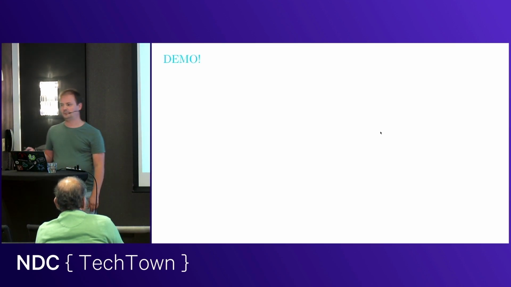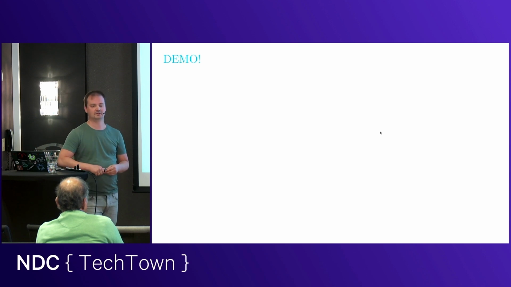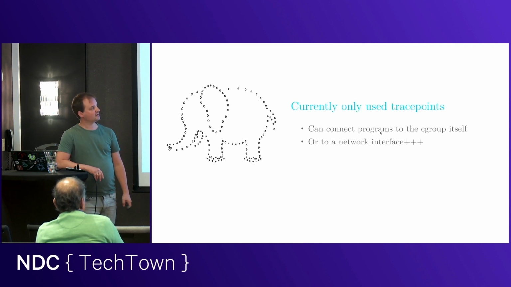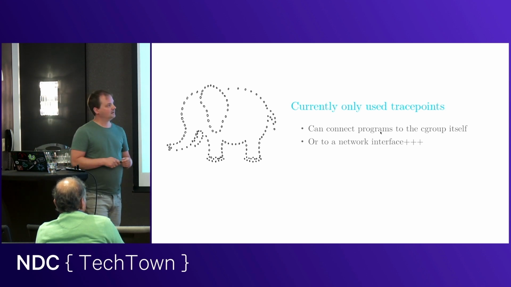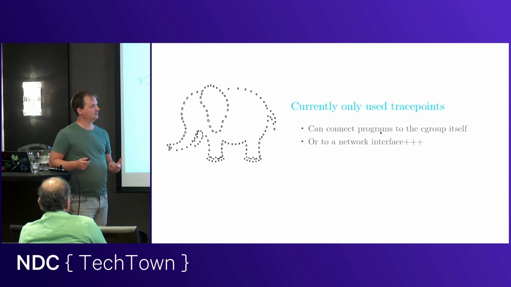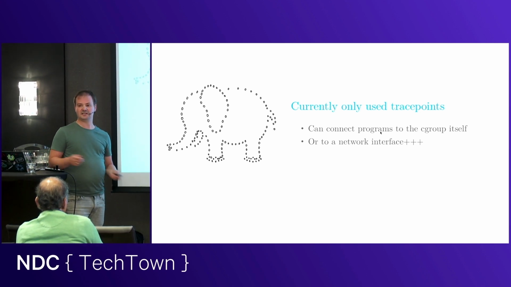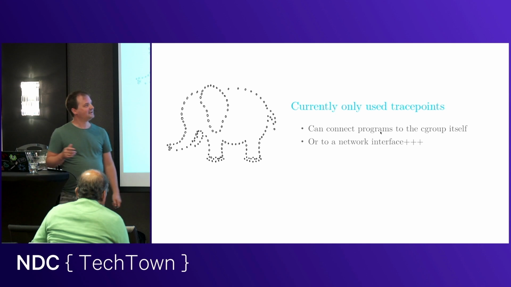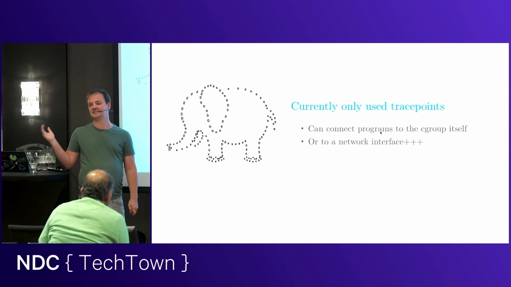Now, currently, we only used one type of hooks. We only did trace points. So currently we're only tracing programs on the system, which is fine, but there's a lot more you can do with eBPF. So you can connect programs to the Cgroup itself, like I said. You can connect it to a network interface. Yeah, you can connect programs to devices on the system.